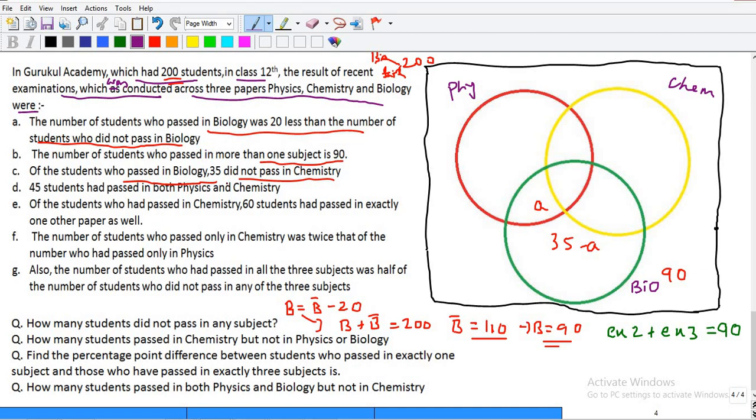So of the students who passed in biology, 35 did not pass in chemistry. So this is the combination A plus 35 minus A, these 2 regions. Now if 35 did not pass in chemistry, I can say 90 minus 35, that is the remaining 55, would have passed in bio and chemistry. So this represents 55. That is this and this region. Now I'll come to that later.